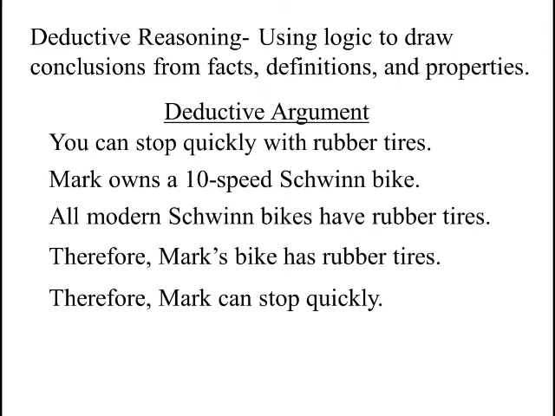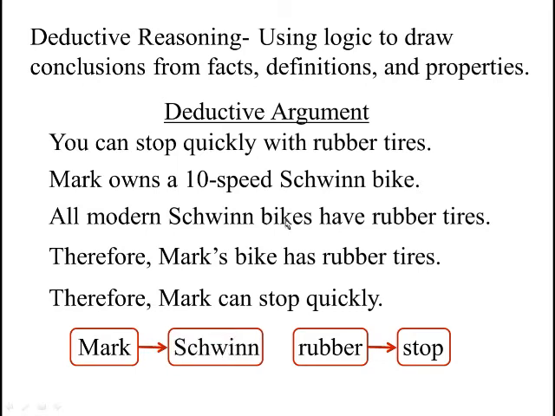Okay, so let's just summarize this argument, just going with basic words. Rubber implies stopping. That's what the first statement says. If you have rubber tires, then you can stop quickly. The second one says Mark owns a 10-speed Schwinn bike. So Mark implies Schwinn. The third statement says all Schwinn bikes have rubber tires. So Schwinn implies rubber. So therefore, Mark's bike has rubber tires. Mark implies Schwinn implies rubber. And Mark can stop quickly because rubber implies stopping. So there you go. That's a deductive argument. If Mark has a Schwinn, then he has rubber tires and he can stop quickly.